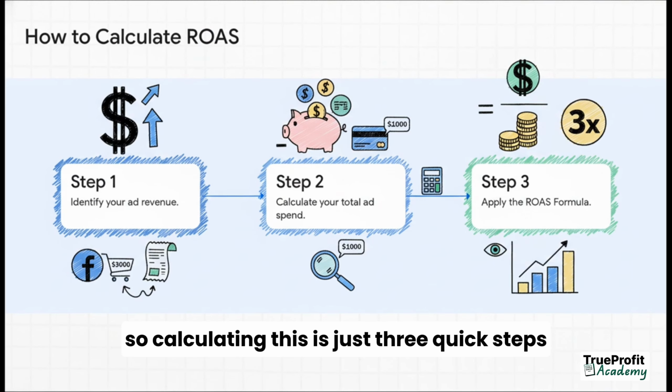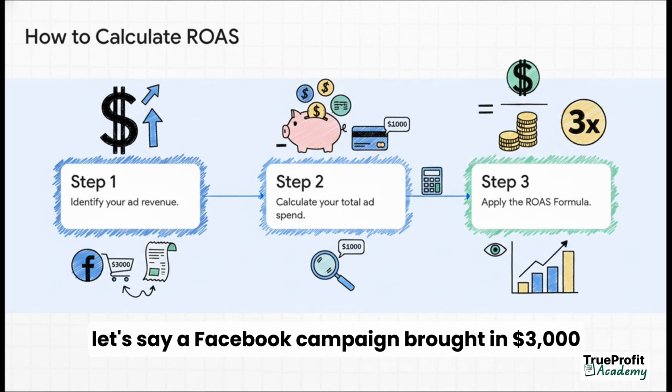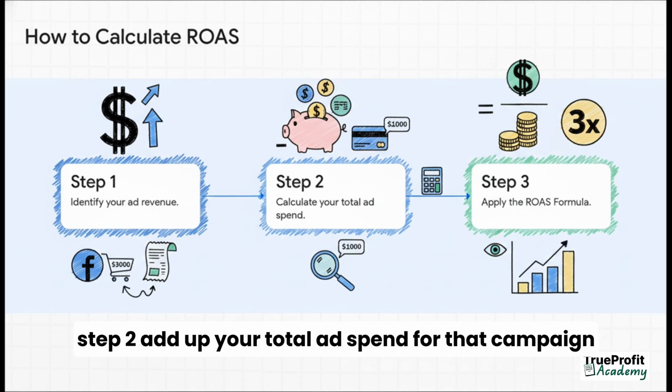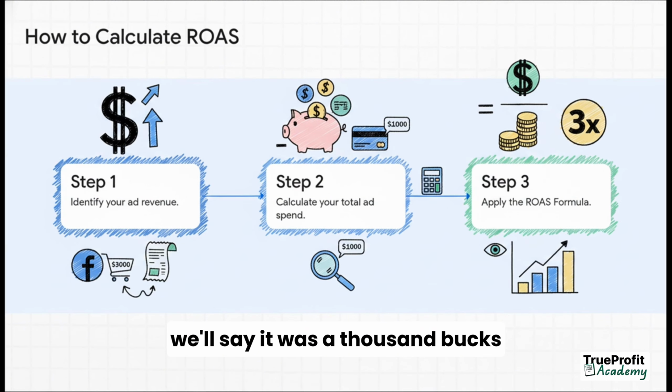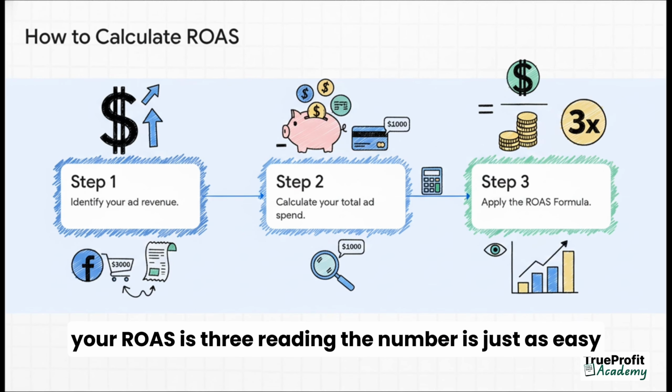So calculating this is just 3 quick steps. First, you gotta know exactly how much revenue your ads are generating. Let's say a Facebook campaign brought in $3,000. Step 2, add up your total ad spend for that campaign. We'll say it was $1,000. Then you just plug it into the formula. $3,000 in revenue divided by $1,000 in costs, and boom, your ROAS is 3.